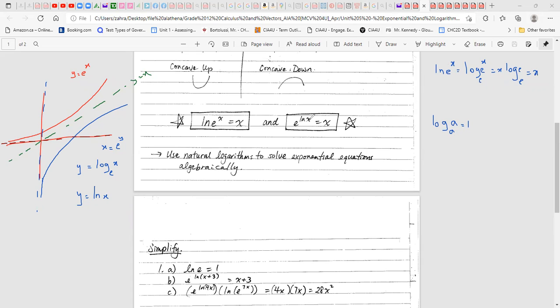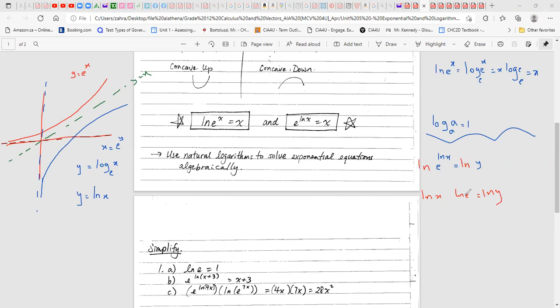Now, e to the power of ln x is x. Now we want to prove this. Let's say e to the power of ln x equals y. I don't know what y is, right? I just want to prove whether this y is x or not. I put ln in front of both of these two sides. According to the log law, the power can get in front. So it's going to be ln x times ln e equal to ln of y.